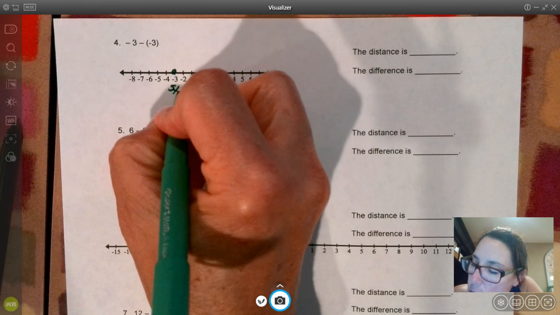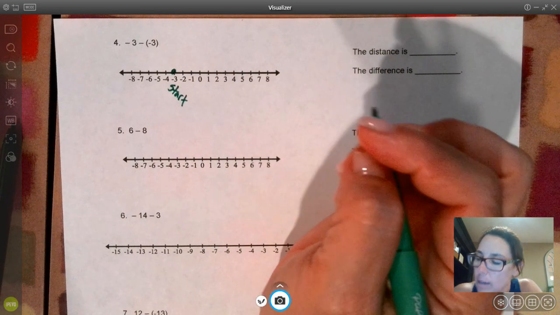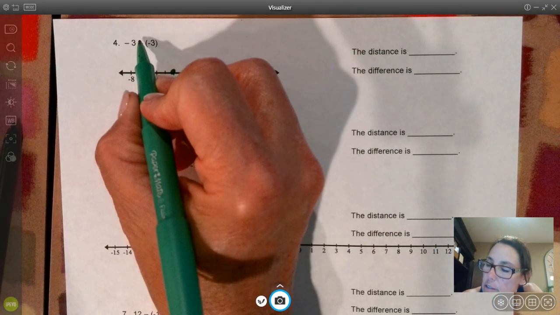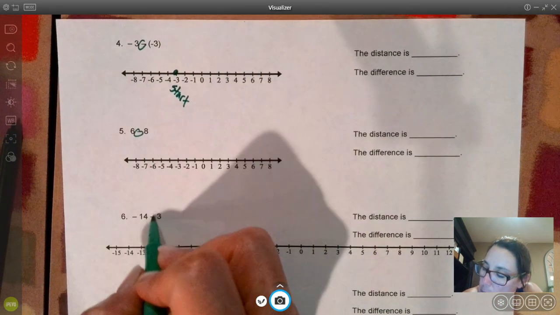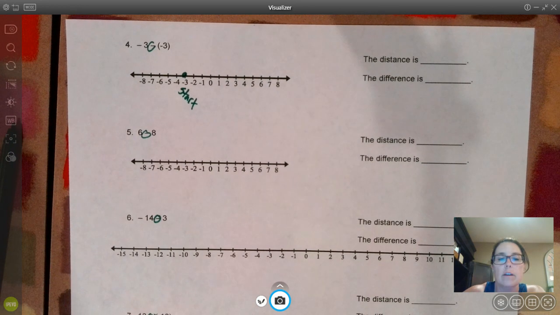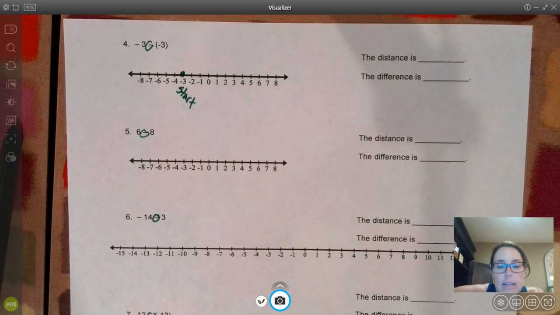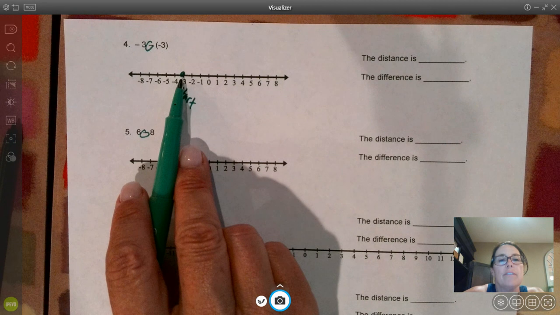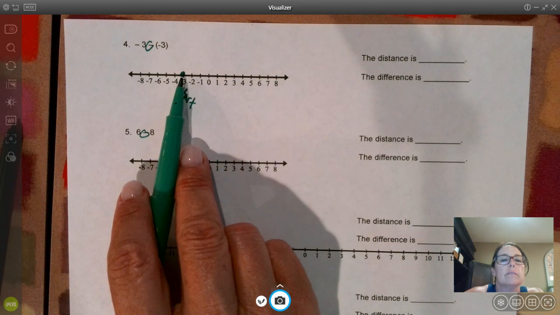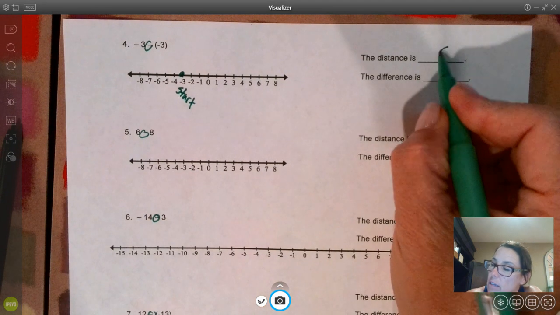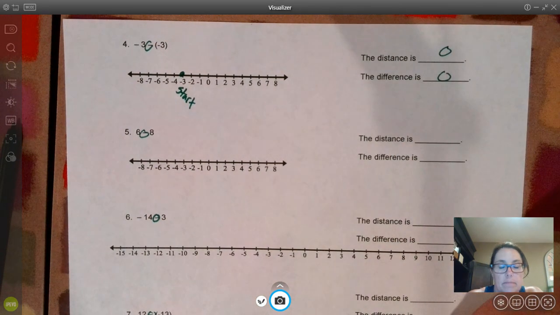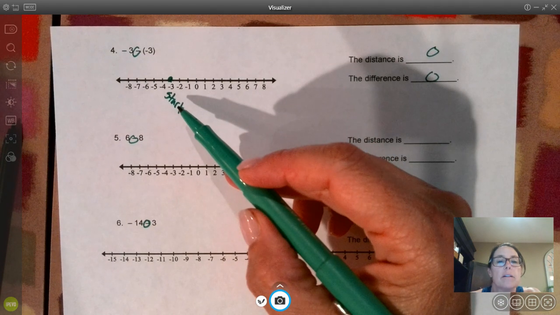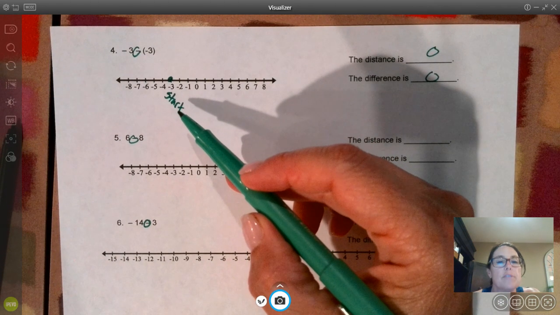-3, that's the start or home. Oh, -3 again. So I'm subtracting on all these. Well, guess what? I've got 2 dots right here, and they are the same dot. So the distance is nothing and the difference is nothing. If I ask myself, what do I need to do to get back to start? Nothing. I'm already at start.